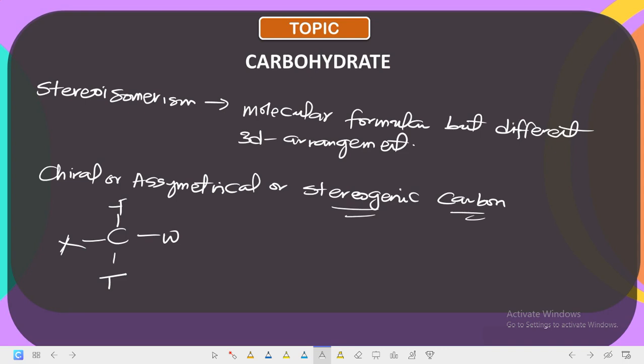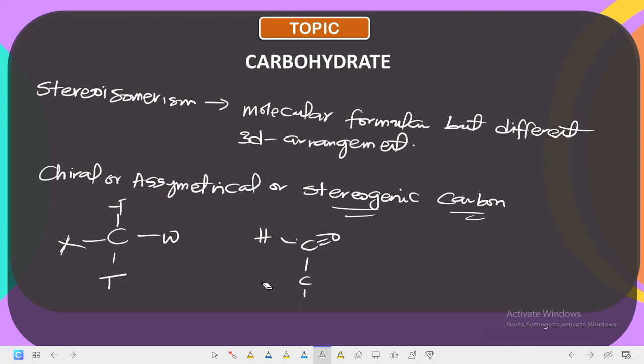Any center that has 4 different groups around it is called a stereogenic, chiral, or asymmetrical center. This chiral carbon center gives compounds their stereoisomeric properties. Now let's look at the structures of the 2 basic carbohydrates, dihydroxyacetone and glyceraldehyde, and talk about the number of stereoisomers that can be formed.